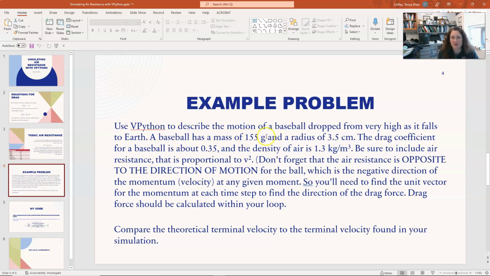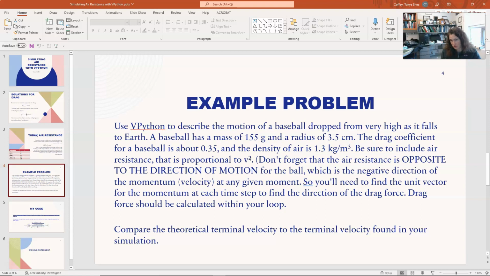The baseball has a mass of 155 grams and a radius of 3.5 centimeters. The drag coefficient for a baseball is about 0.35. And we're going to use 1.3 kilograms per cubic meter as the density of air. We're going to assume that the density of air doesn't change much over the height that the baseball is dropped through. We're also going to make sure that we use the air resistance that's proportional to V squared, not the viscous air resistance. And we're also going to remember that air resistance is always opposite to the direction of motion for our ball.